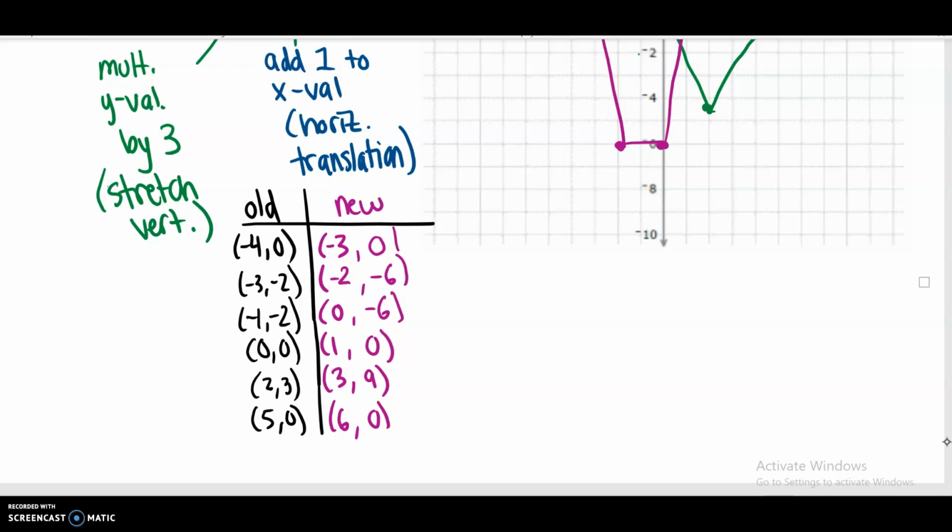The easiest way is to interpret the rule and then transform 1 point at a time. You can do this on any function, or you can kind of do it as a whole and say this is how the picture moves.